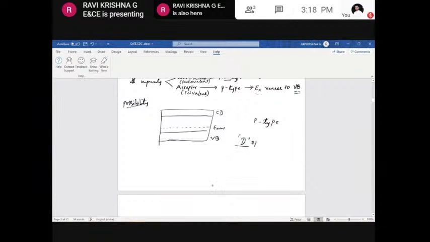Option D is correct because the energy level that is introduced in the band gap is nearer to the valence band. So that is a p-type semiconductor, which has acceptor atoms. Here the intrinsic semiconductor is doped with acceptor atoms.